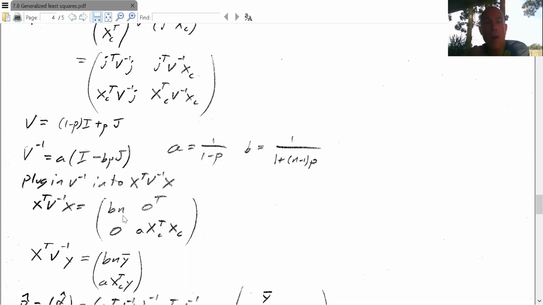I can see that I get b times n, where this is b. I get the 0 vector transpose. I get the 0 vector. And then I get a times centered X transpose centered X. Okay, well, when I multiply by Y, remember that when I deal with X, X has a constant vector on there, and the first vector is constant. That's where the Y bar part is coming from. And so when I do this multiplication, I see I get b times n Y bar, a times centered X transpose Y.